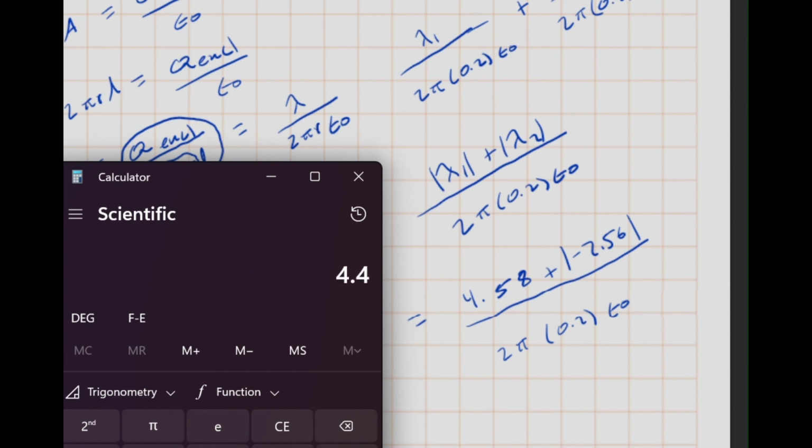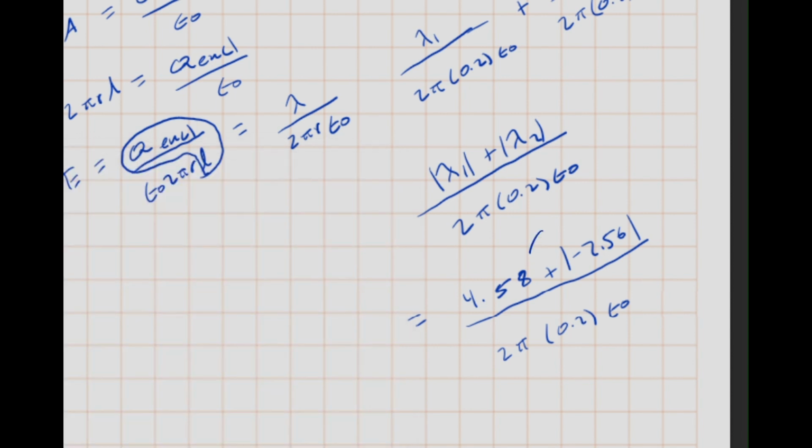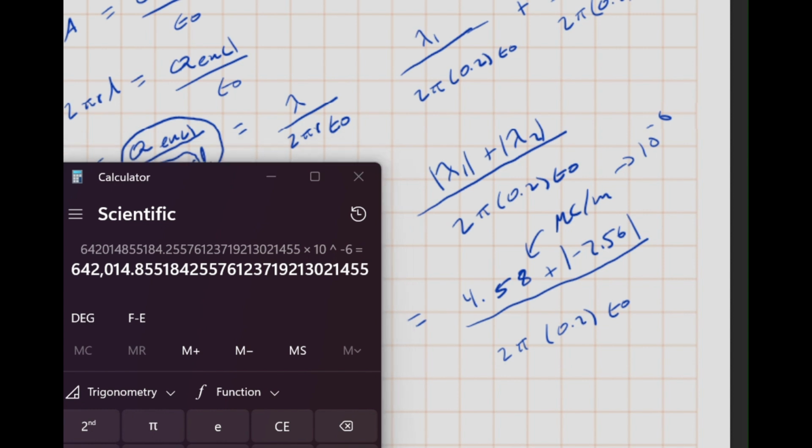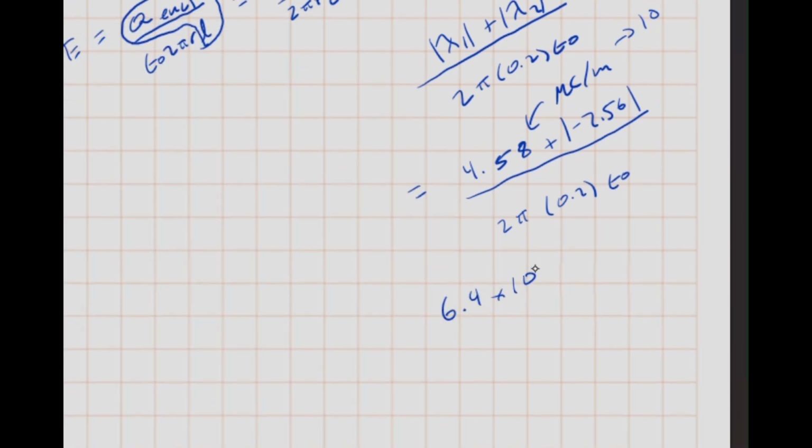So we've got 4.58 plus 2.56, divided by 2, divided by pi, divided by 0.2, divided by 8.85 for the epsilon, and divided by 10 to the negative 12. And remember that this is in microcoulombs per meter, so that means it's 10 to the negative 6. We'll have to factor that into our calculations, so this will be times 10 to the negative 6. And that will give us our answer here, which will be 6.4 times 10 to the 5th power.